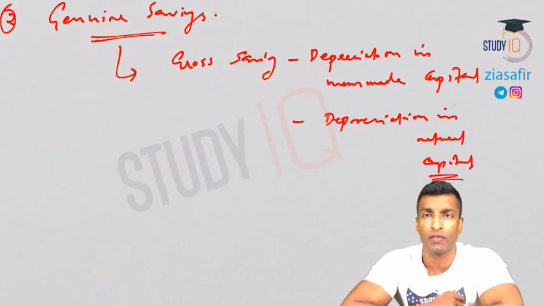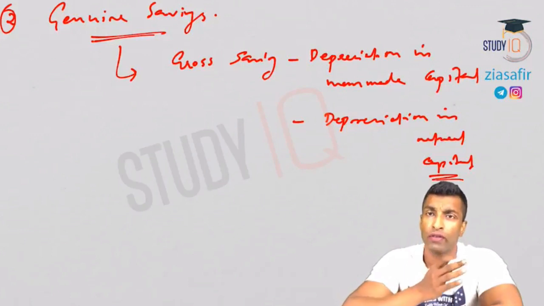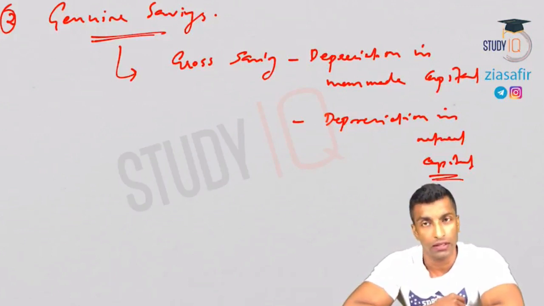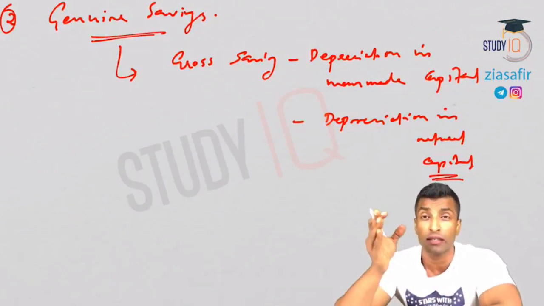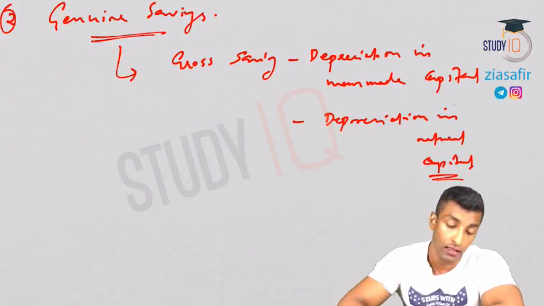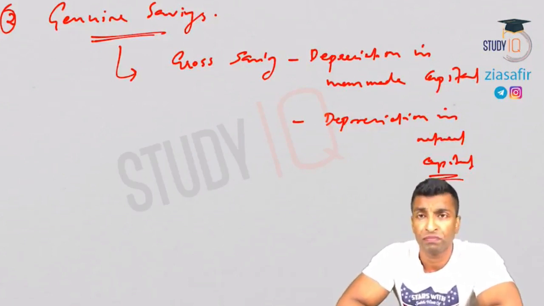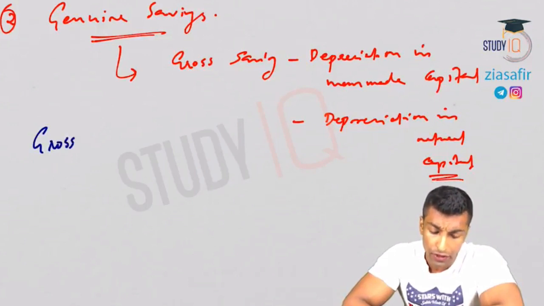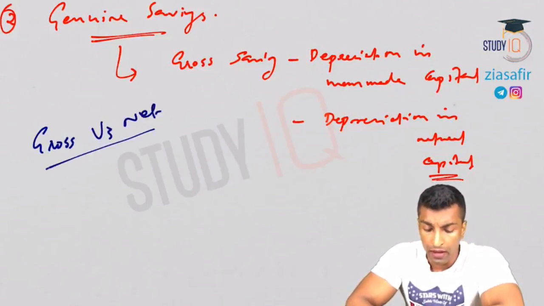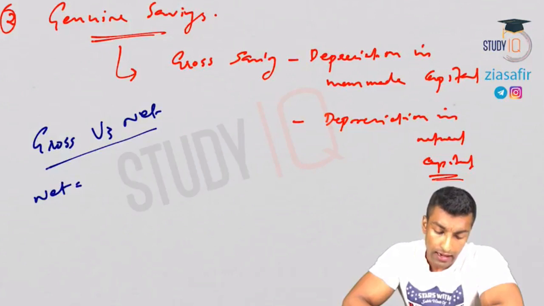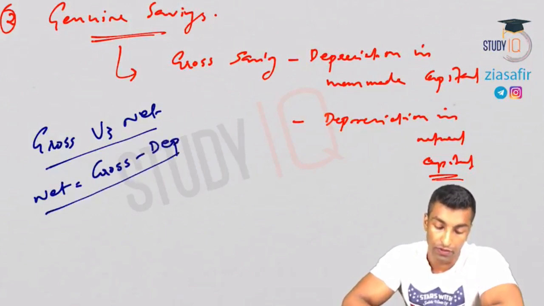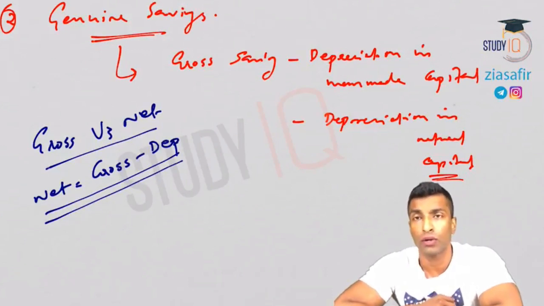At that time itself I have explained it in detail. Before, when we discussed national income also, we have discussed this concept of gross. We have discussed 16 important concepts related to national income. So here, what is this gross savings? What is the difference between gross versus net? If you see, net is equal to gross minus depreciation. Okay, so net is equal to gross minus depreciation.